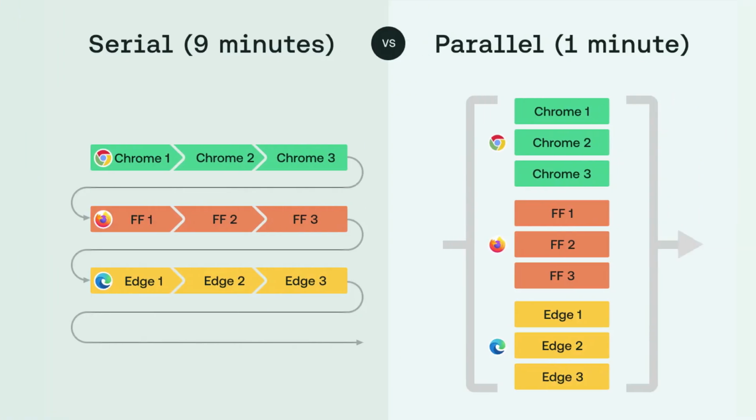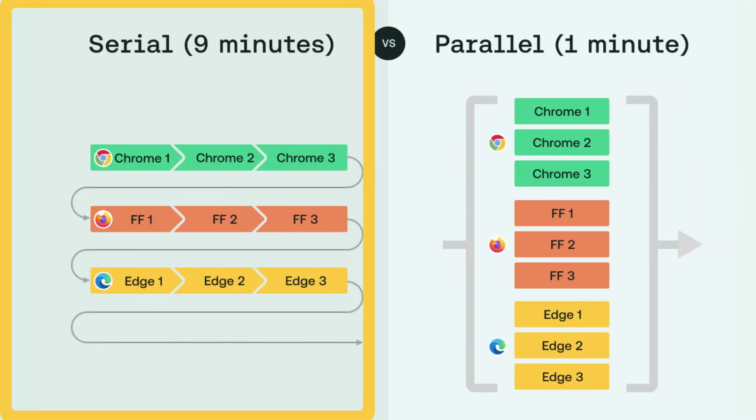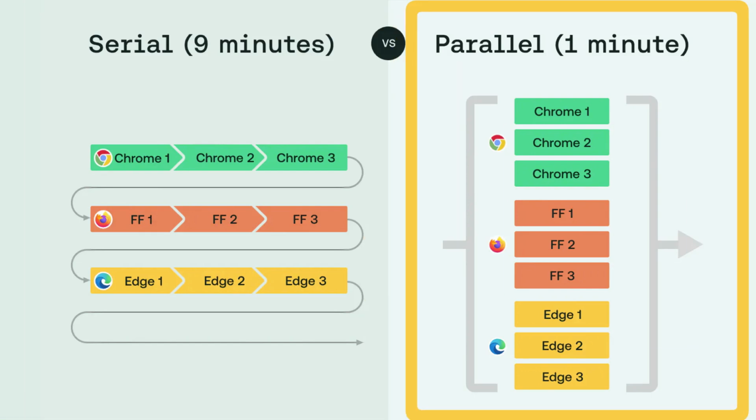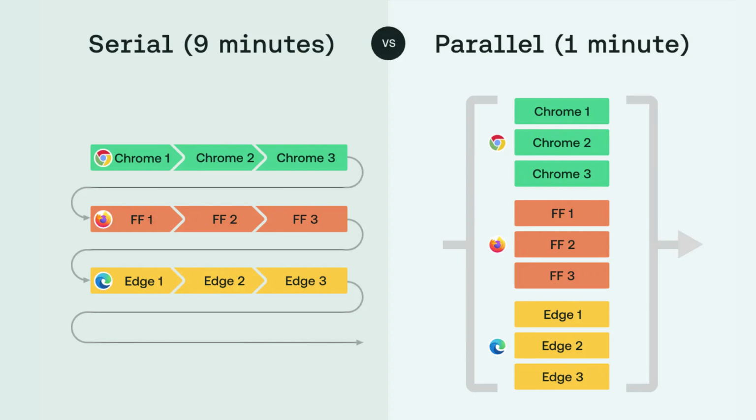Here is an example of instead of doing things in serial, where you can see each test runs one after another, equating to 9 minutes, versus running 9 tests in parallel for a total time of 1 minute. So your total run time when executing tests in parallel on Sauce Labs will equate to your longest running test. If you had 100 tests and the longest test took 3 minutes to run, and you had 100 virtual machines, your whole suite would take 3 minutes to run.